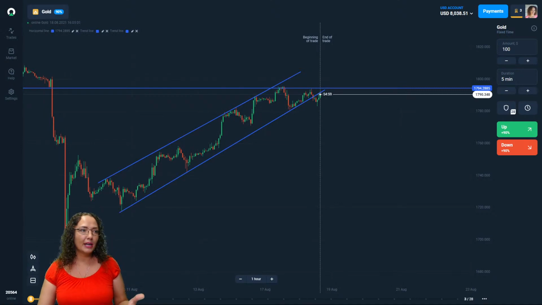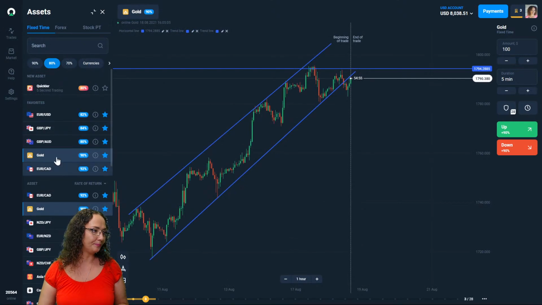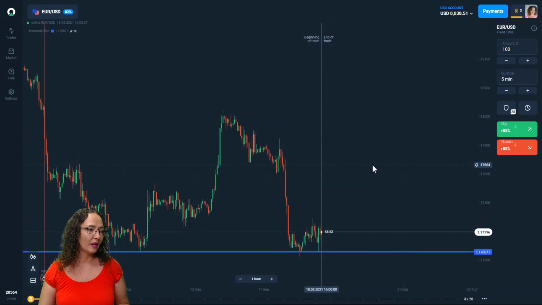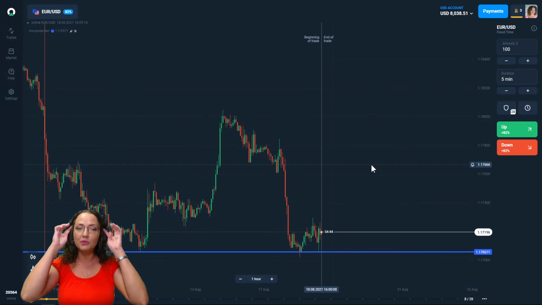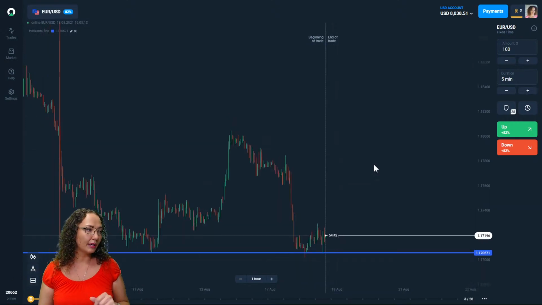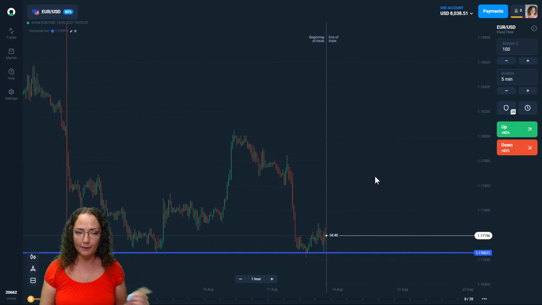Alrighty, so let's go ahead and take a peek at how we can set up the pending order on the two trading modes, FTT and Forex. So remember, there is no pending order on SPT stock price trades. So right here, we're looking at the Euro US dollar on the 1 hour time frame. So we'll start with FTT.